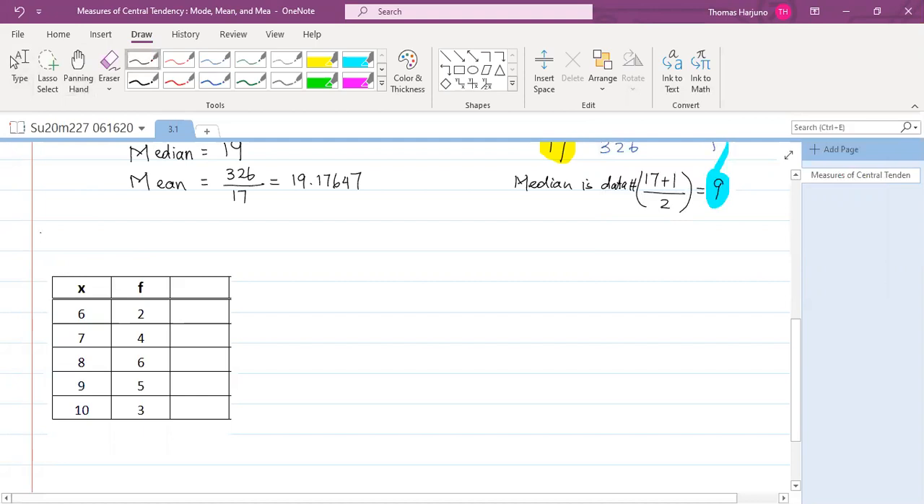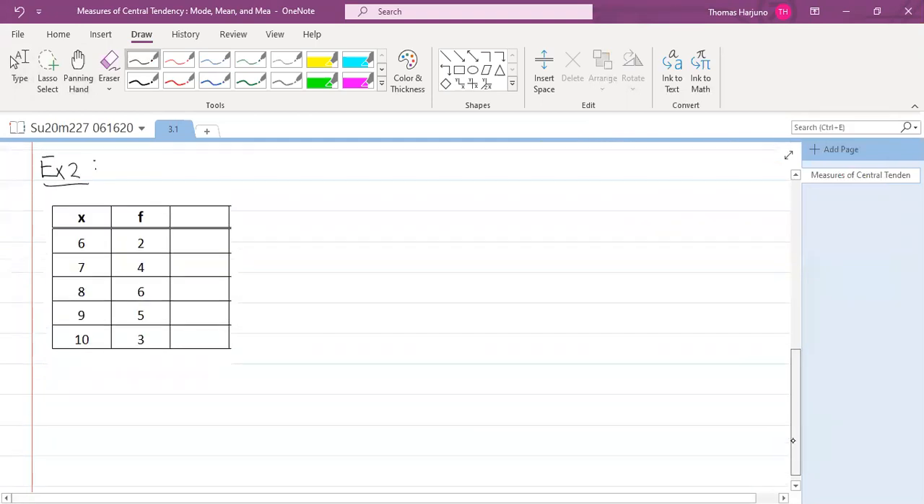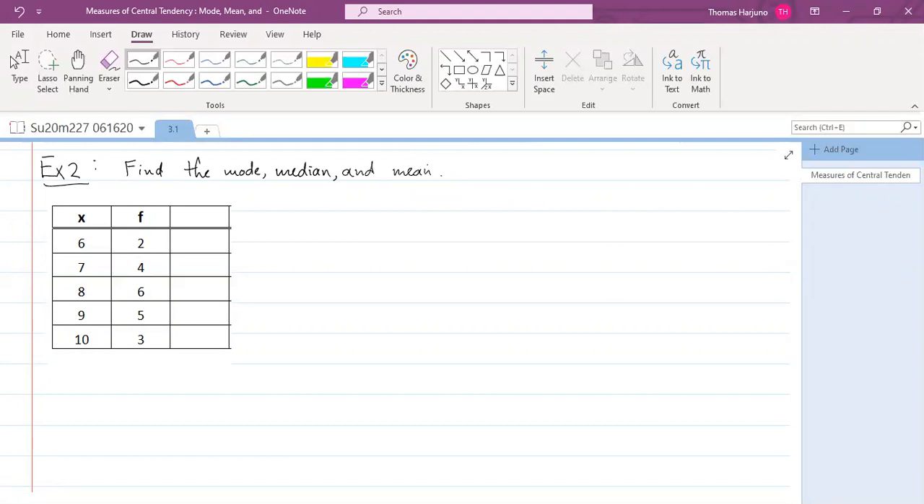Let's say we have that example, call this example two. Okay, now suppose the question is find the mode, median, and mean. What do you do first? Add the frequency. That's correct. We need to add this first.